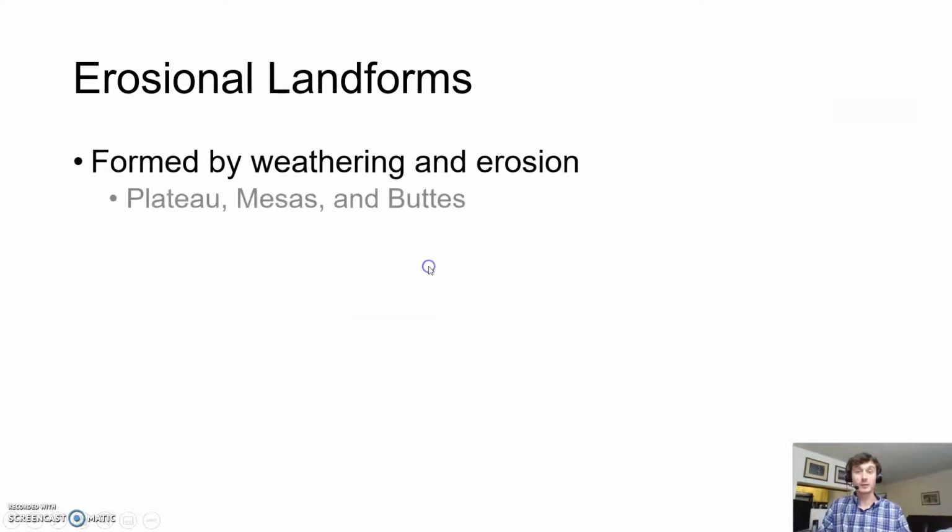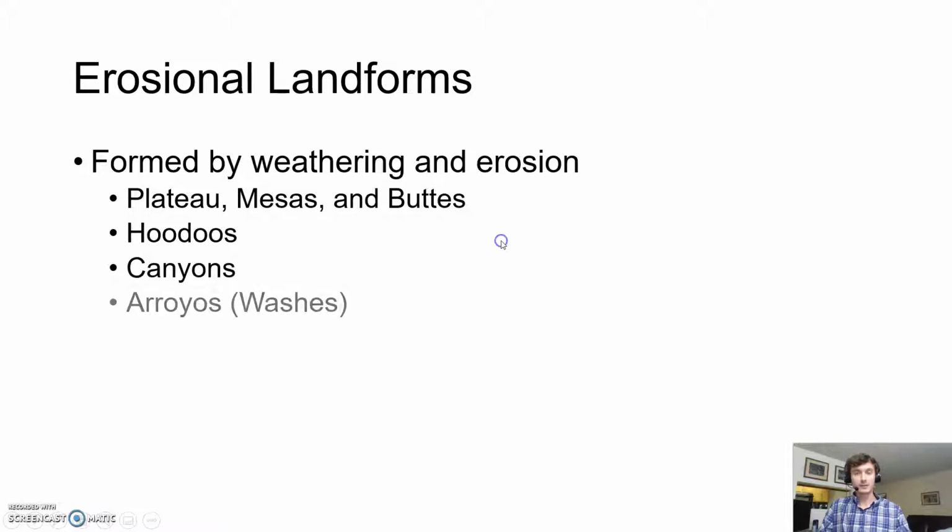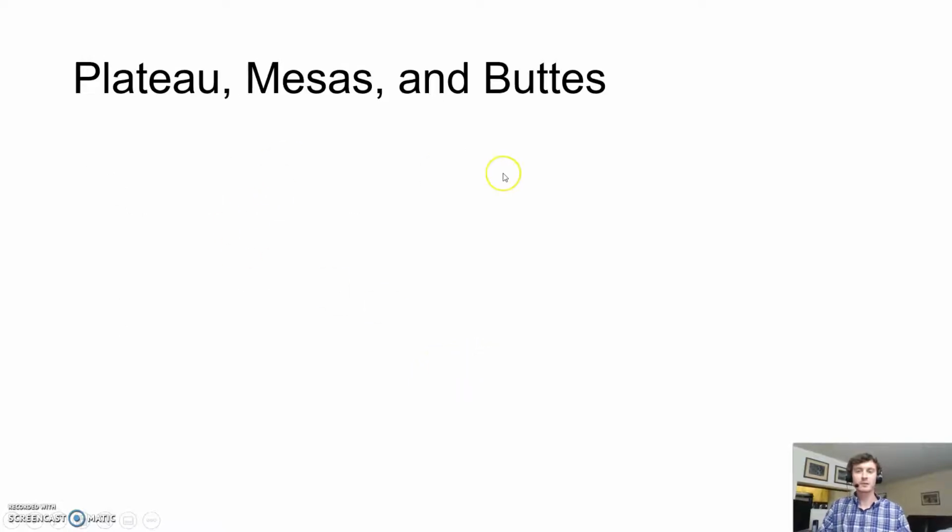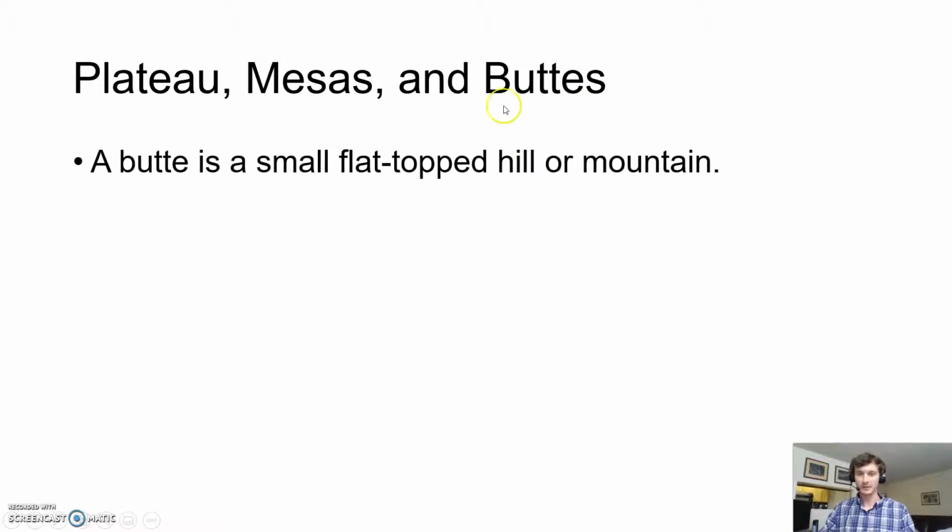Formation is from weathering and erosion. It includes things like plateaus, mesas, and buttes, hoodoos, canyons, and arroyos or washes, as well as things like natural arches, which we'll cover in a bit. So first, plateaus, mesas, and buttes. Pronunciation is buttes. You could let it be funny, that's fine.